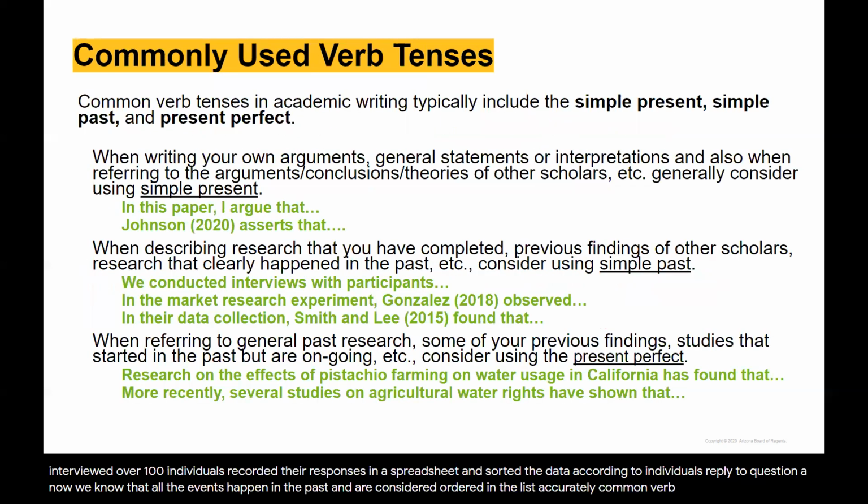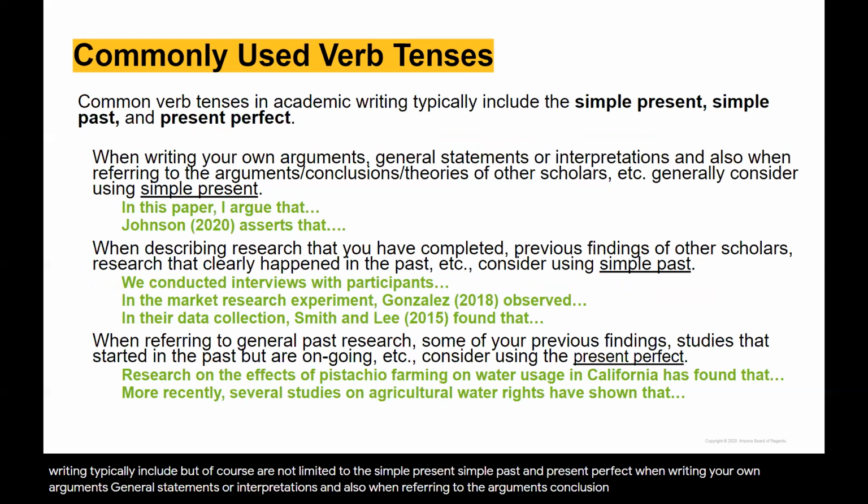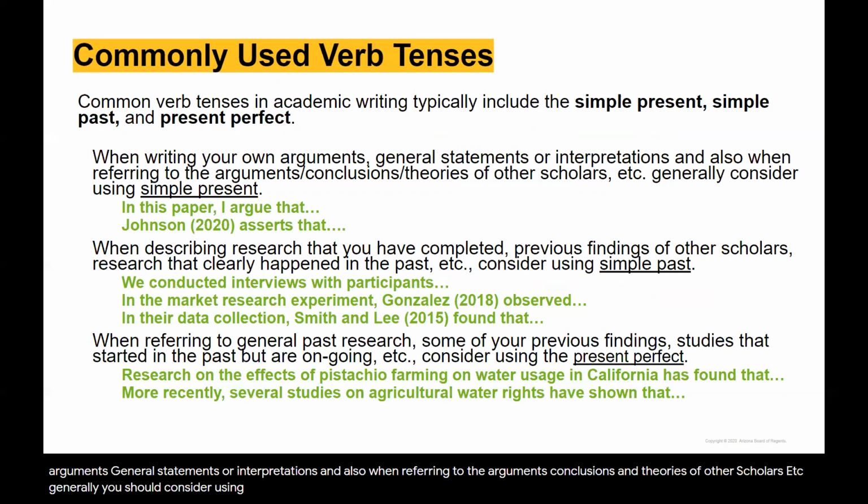Common verb tenses in academic writing typically include, but of course are not limited to, the simple present, simple past, and present perfect. When writing your own arguments, general statements, or interpretations, and also when referring to the arguments, conclusions, and theories of other scholars, generally you should consider using simple present. For example, in this paper, I argue that.